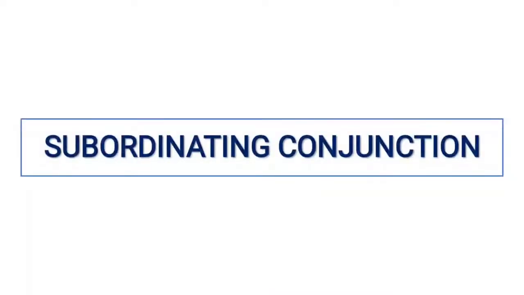In this video, we will understand the second type of conjunction, that is subordinating conjunction. To understand this conjunction, we need to know the meaning of the word subordinate. And subordinate means junior or lower in rank, or we can say something or someone who is dependent on others.